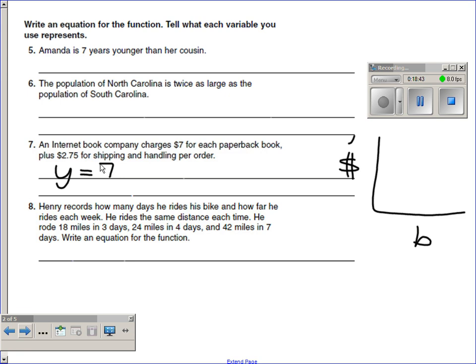$7 per. So we have to do 7 times our book, or 7x, because we don't know how many books are going to be bought. Could be 1, could be 2, could be 3, could be 4, could be 5. Okay? And we can put that in at any time. 7x plus $2.75 would give us our total cost every single time. Okay?